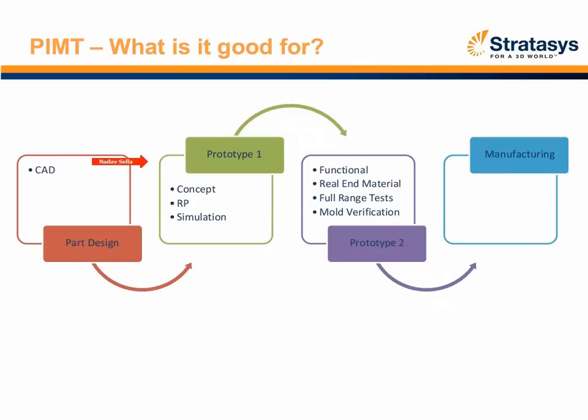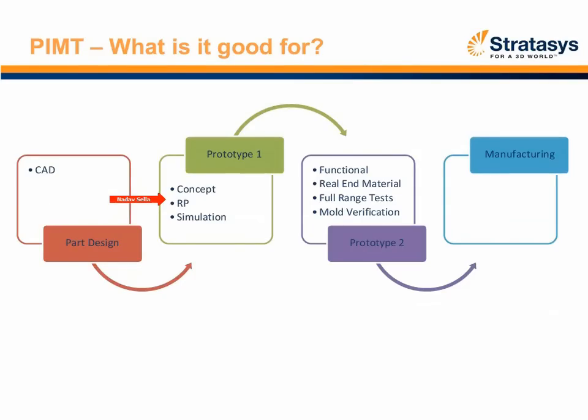Then companies go and manufacture usually what we call prototype one, which is a more concept prototype used for a visual appreciation of your design, just to get a feel of how the product looks. And usually this prototype is manufactured using rapid prototyping machines. Usually the surface finish is important here, and mainly the visual appreciation.